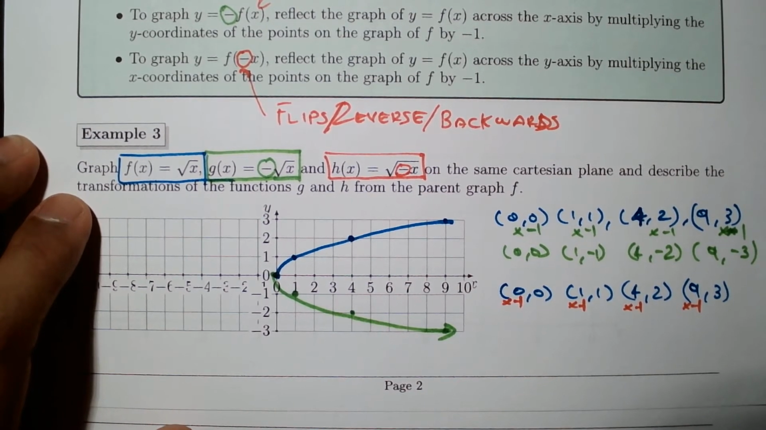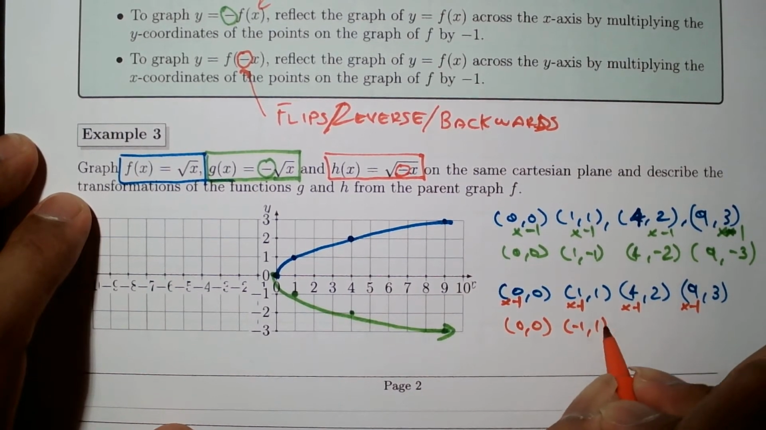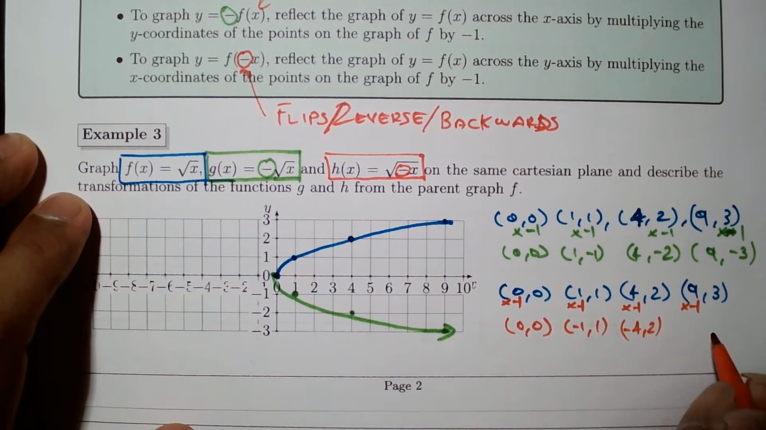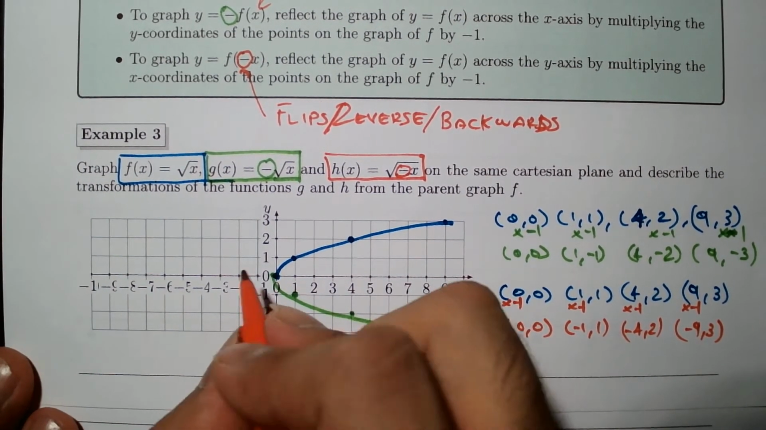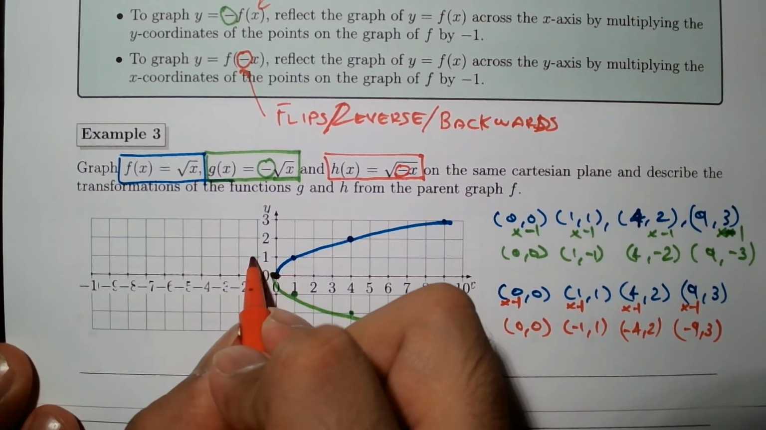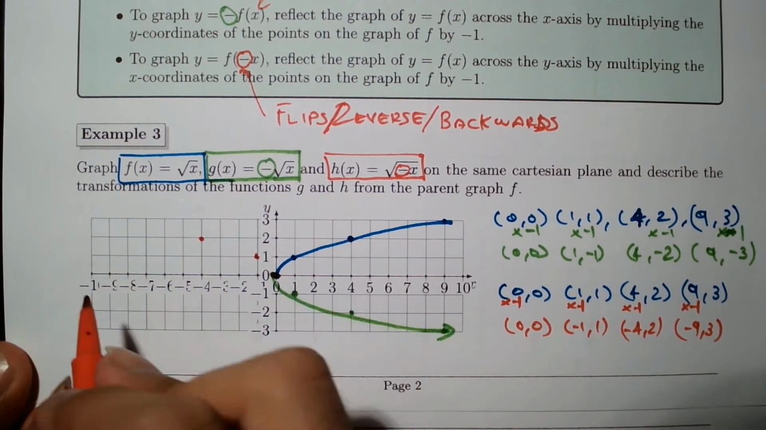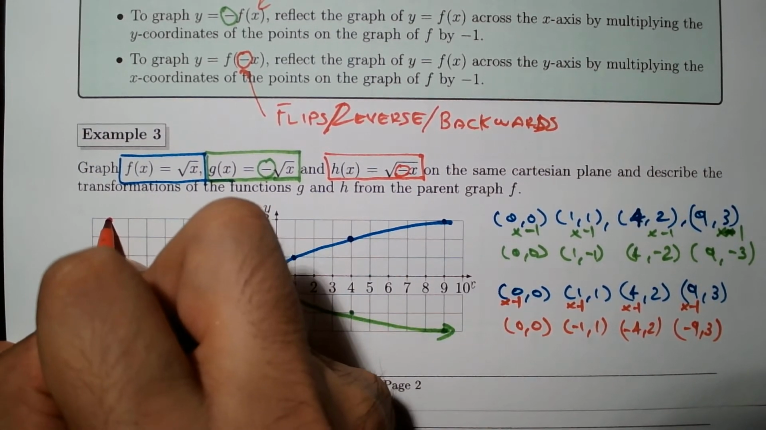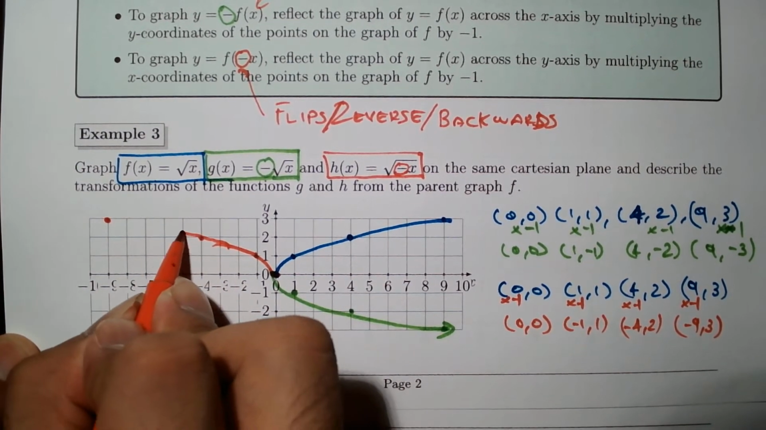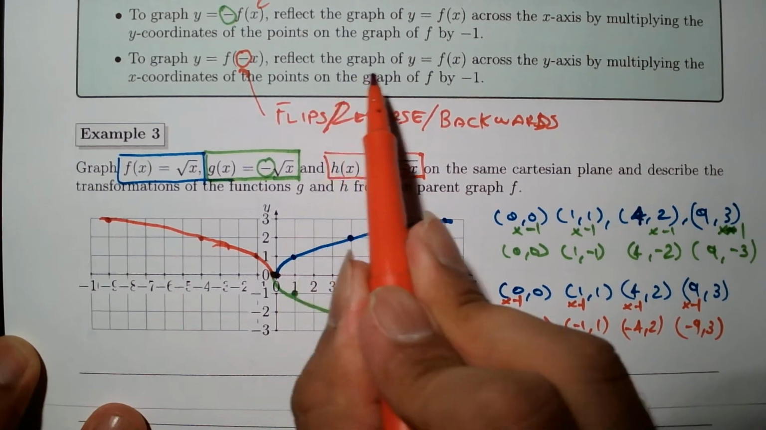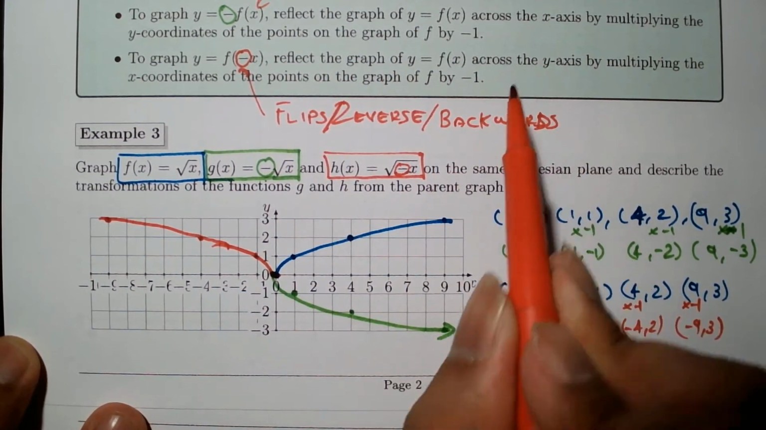And I'm going to obtain the following order pairs. Well, (0, 0) still, (-1, 1), (-4, 2), and (-9, 3). And I'm going to plot this point, the point (0, 0), the point (-1, 1), the point (-4, 2), and the point (-9, 3). And now I'm going to have a graph that, if you look at this, meets the description.